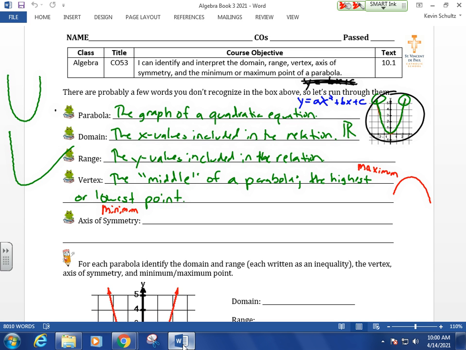And then the axis of symmetry, it's an imaginary line that kind of cuts the parabola in half. It's an imaginary vertical line that passes through the vertex. Okay? It's an imaginary vertical line that passes through the vertex. I'll draw an example of that in just a little bit here.